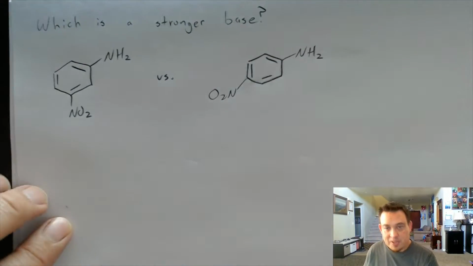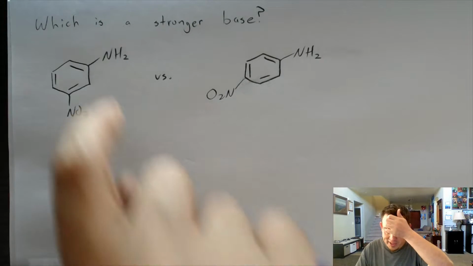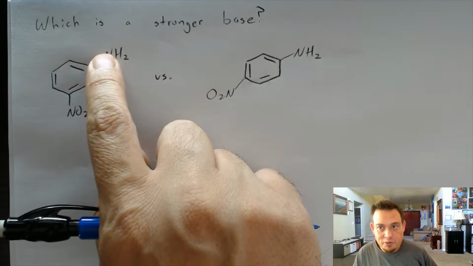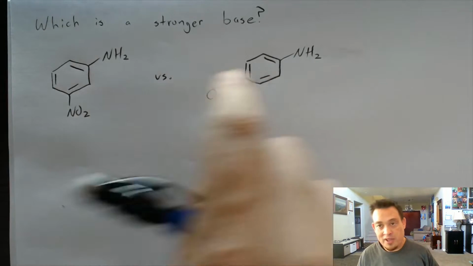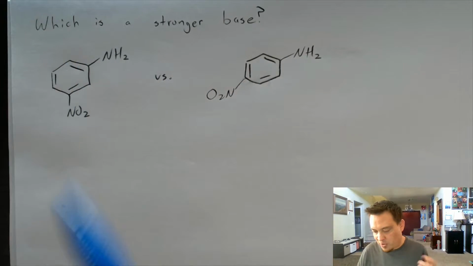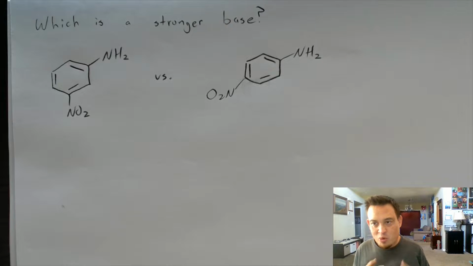So what I would do if I were you is draw resonance structures of this and look at the availability of the lone pair. Is it more available in one or the other? If it's going to work out, the one that has more resonance structures is the weaker base out of the two here. But I want you guys to figure that out for practice.